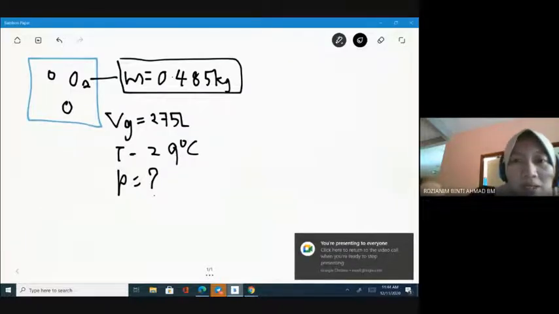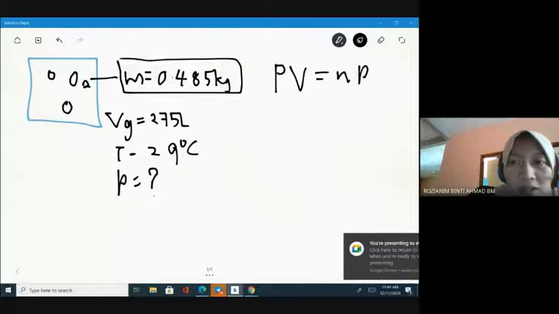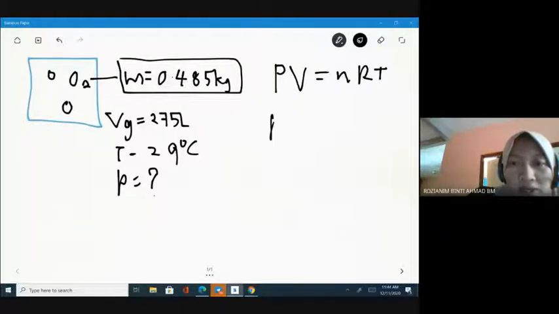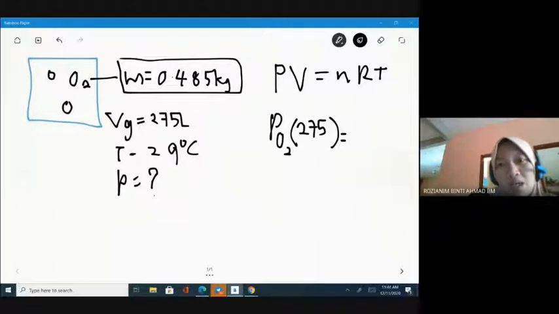So, by using the ideal gas equation, PV equals nRT, the target is the pressure of oxygen, times our volume of 275 liters. So the equation needs moles. How do you find out the moles here? From the value of the mass, right?